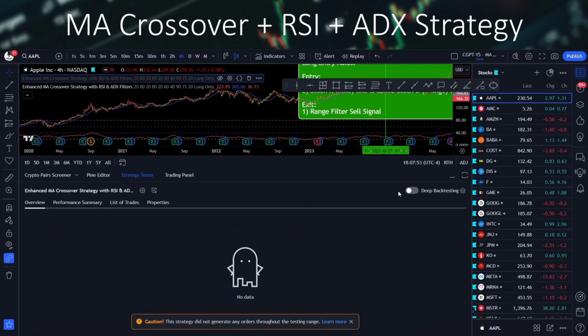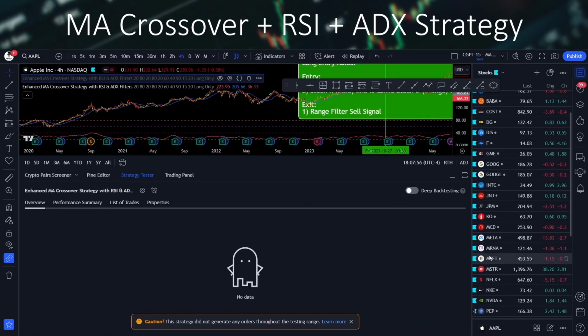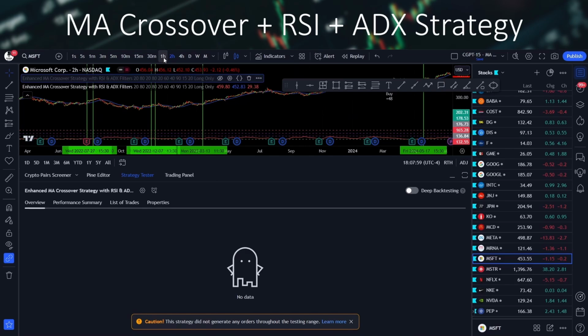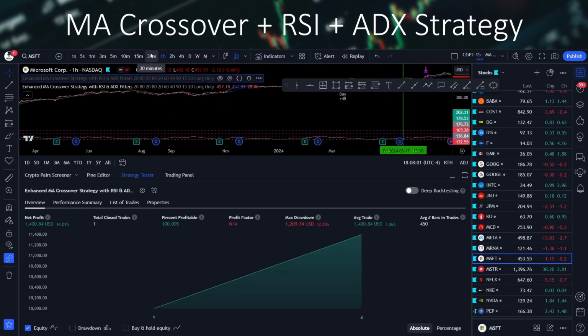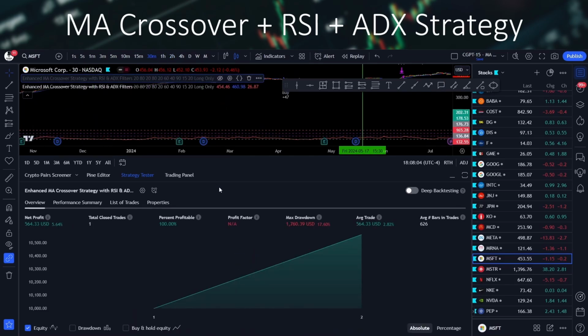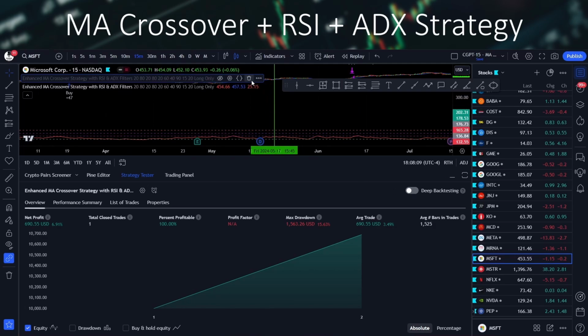4 hour, no trades. Let's see another one, for example Microsoft. 2 hour, no trades. 1 hour, 1 trade, which was a winner. 30 minute is 1 trade. 15 minute, 1 trade again.